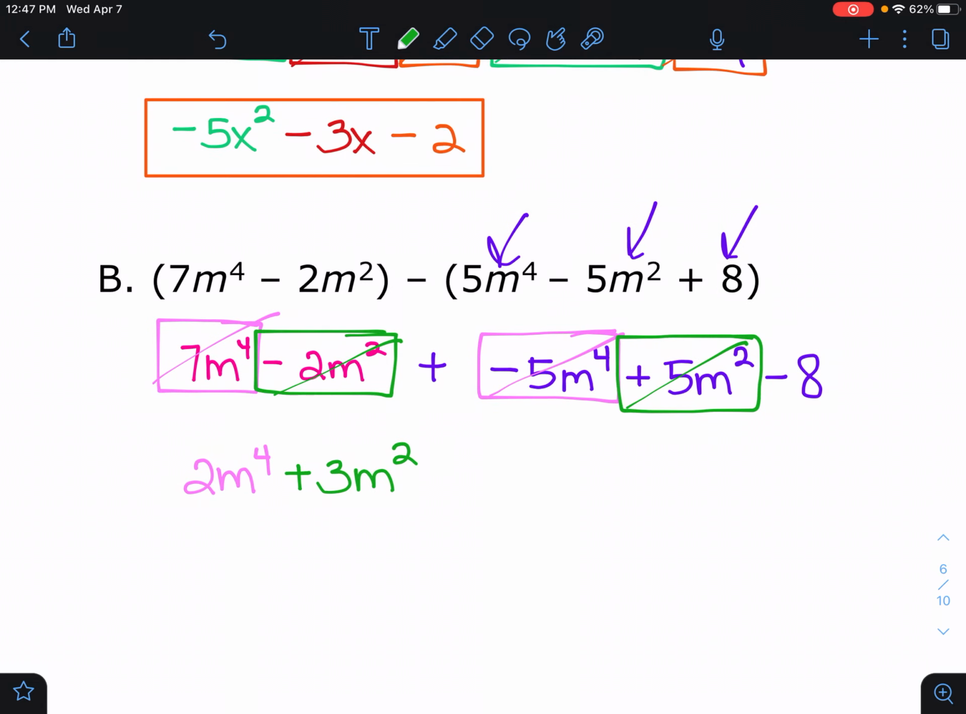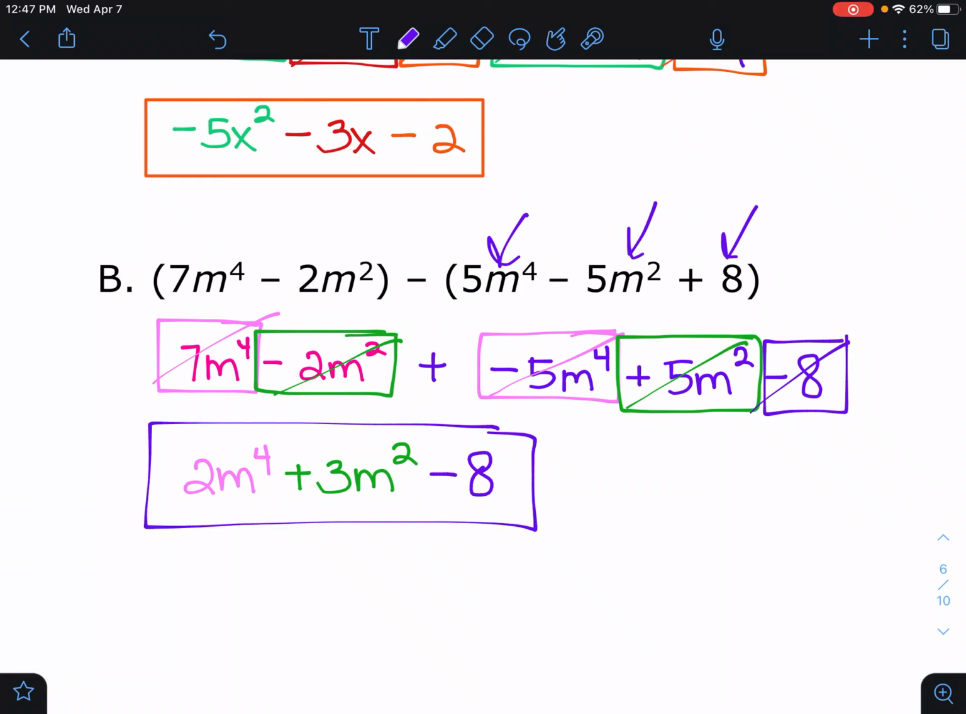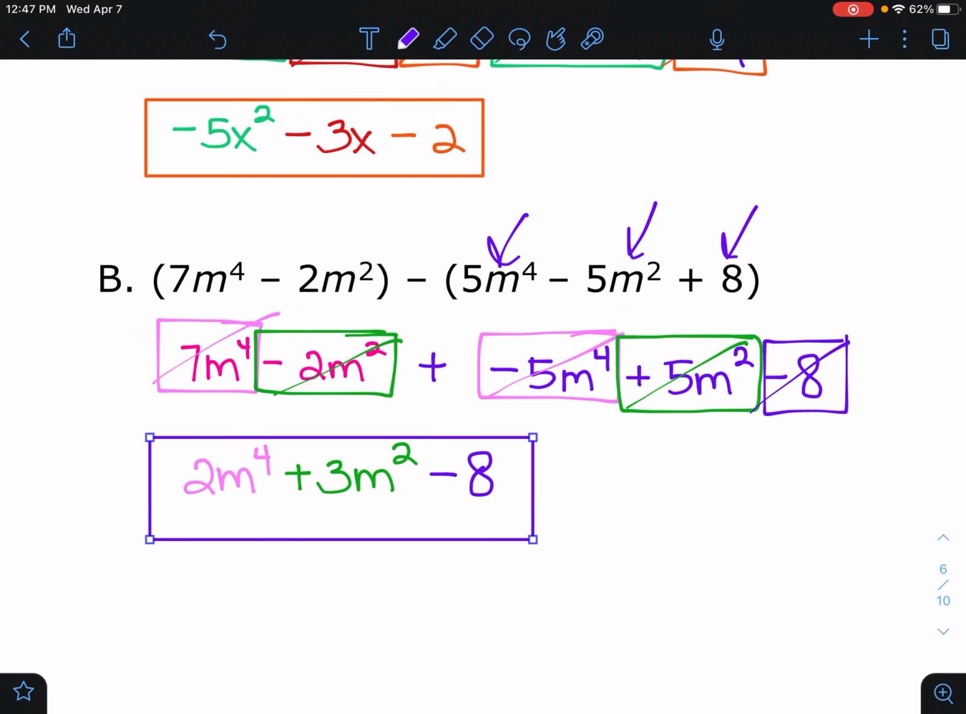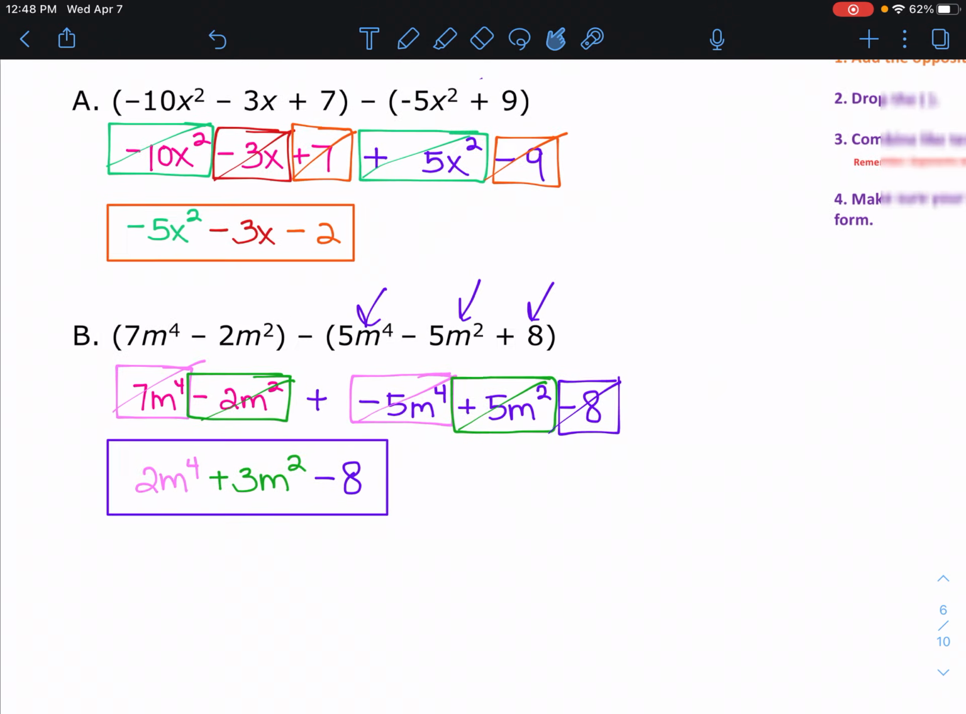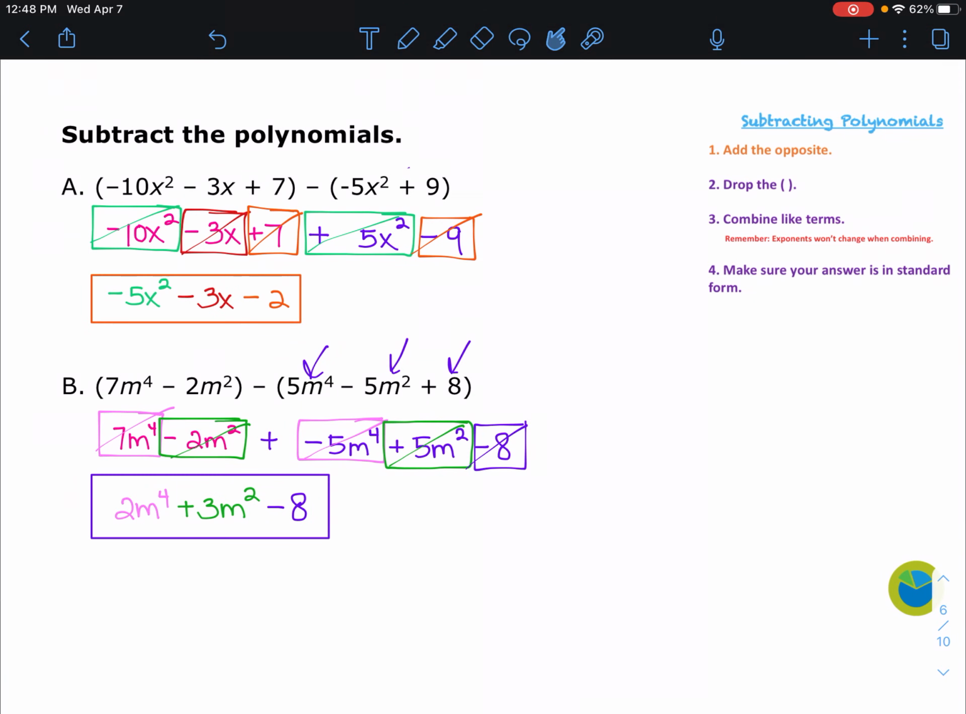And then it doesn't look like I have anything else. So this I can just bring down, minus 8. Don't forget to bring that down. I've got an extra plus sign hanging out. That's okay. Doesn't matter. And now there's my answer. It's in standard form. We're good. All right, it's a little better. So that's how you subtract polynomials. Use that to help you add the opposite first, and then the next 3 steps are the same.